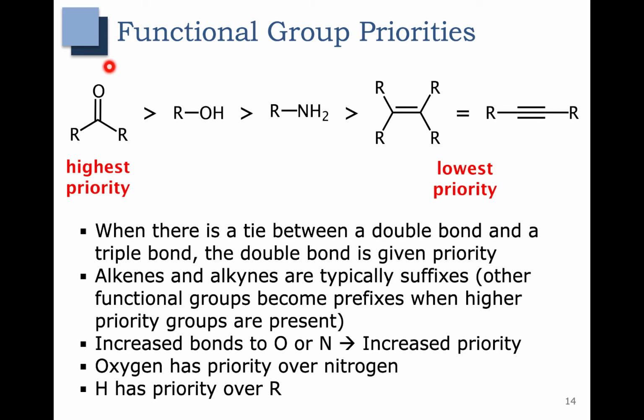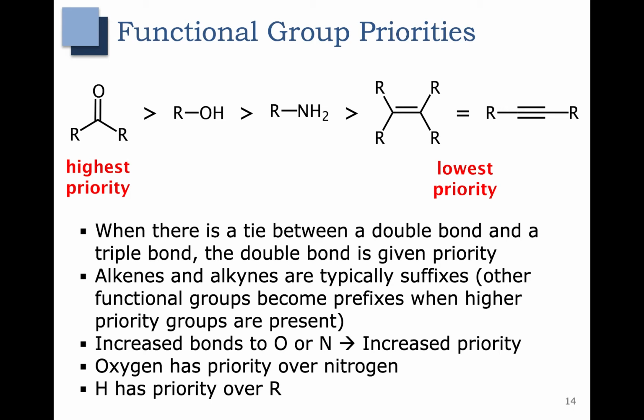So for example, anything that has a carbon-oxygen double bond is going to have a higher priority than anything that doesn't. So ketones and aldehydes will have higher priority than alcohols, which will have higher priority than amines, which will have higher priority than our alkenes and our alkynes. I have several tips listed here, and if you learn these strategies, this is much easier than having to go through and memorize a whole table.